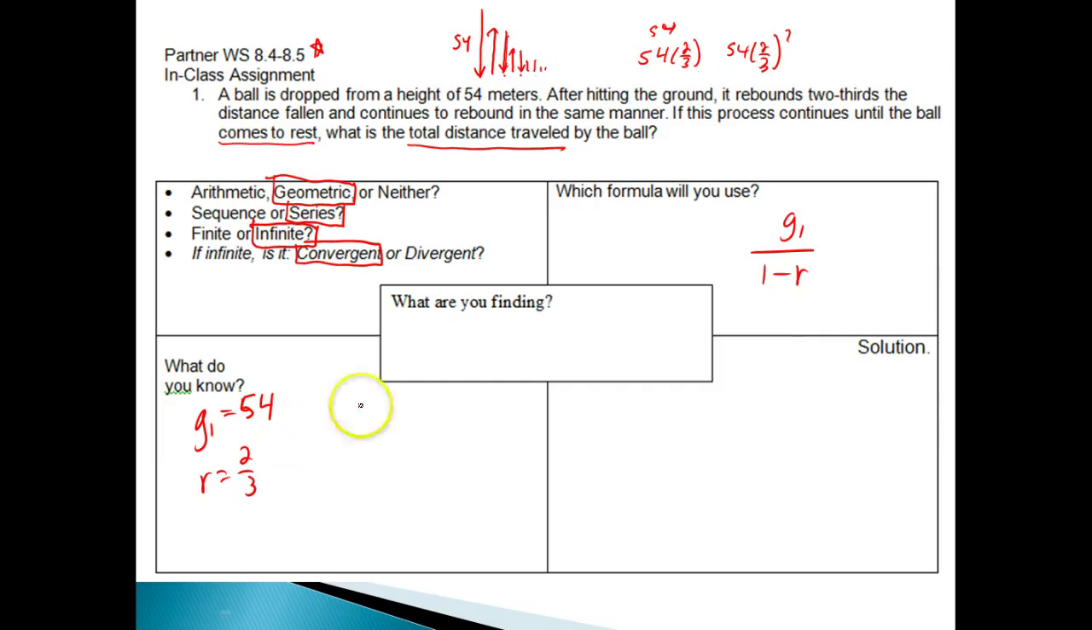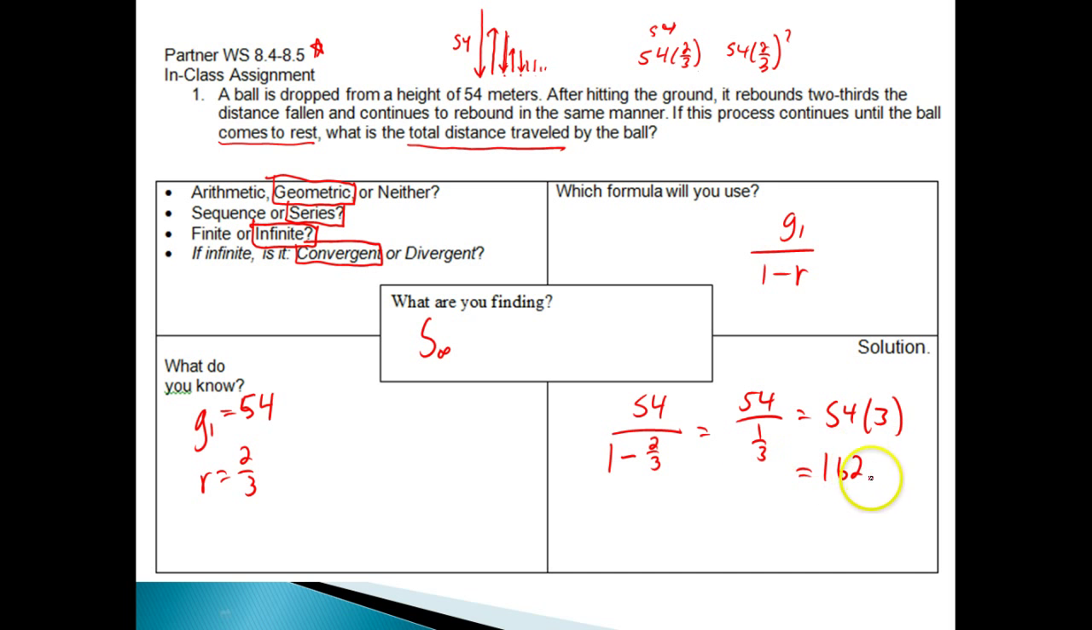And then we're actually going to be able to just plug these right in. So what are we looking for? We're looking for S infinity. We want to know the total sum of all of those things. So what we have here is g1, which is 54, divided by 1 minus r, 1 minus 2/3. So that is 54 over 1/3, which is just 54 times 3, because we can multiply by the reciprocal, which is 162.